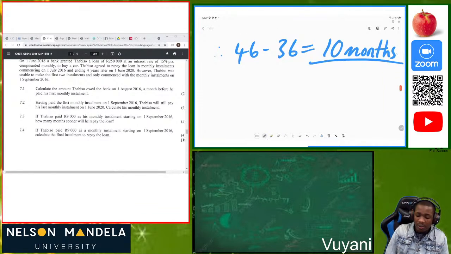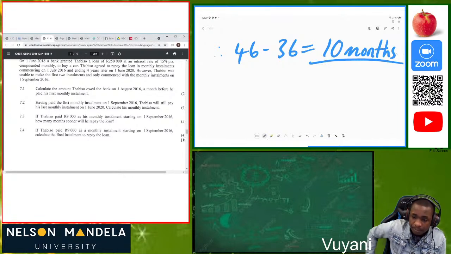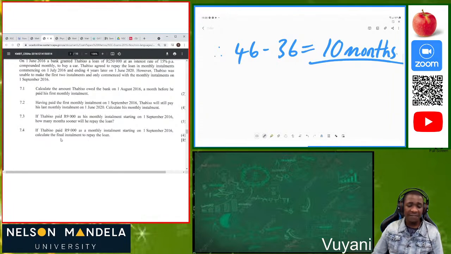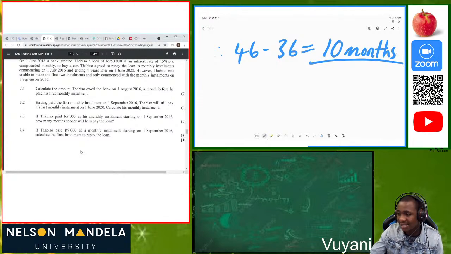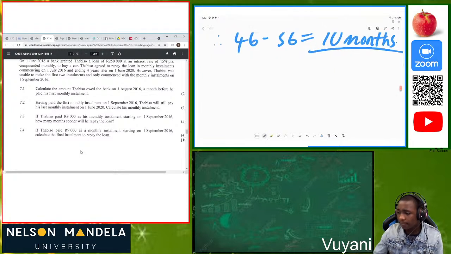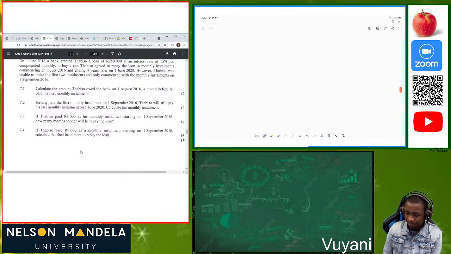Now, let's go to our last question. Our last question is that if Tabiso paid 9,000 as a monthly installment starting on the 1st September 2016, calculate the final installment to repay the loan. So now basically here we are asked to calculate the balance. Okay, let's calculate the balance now.